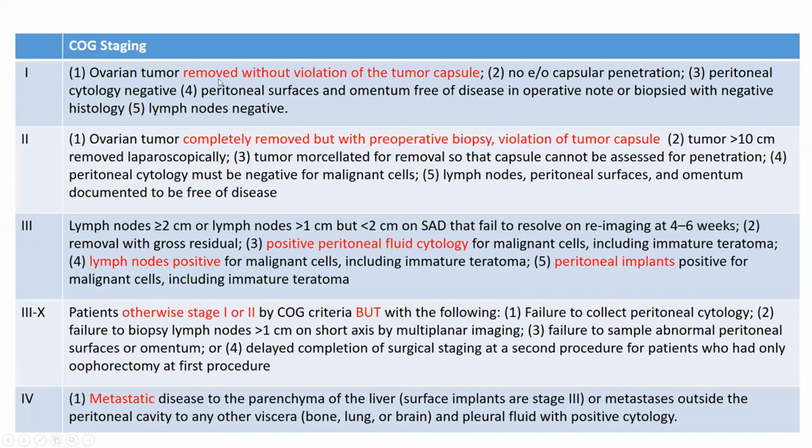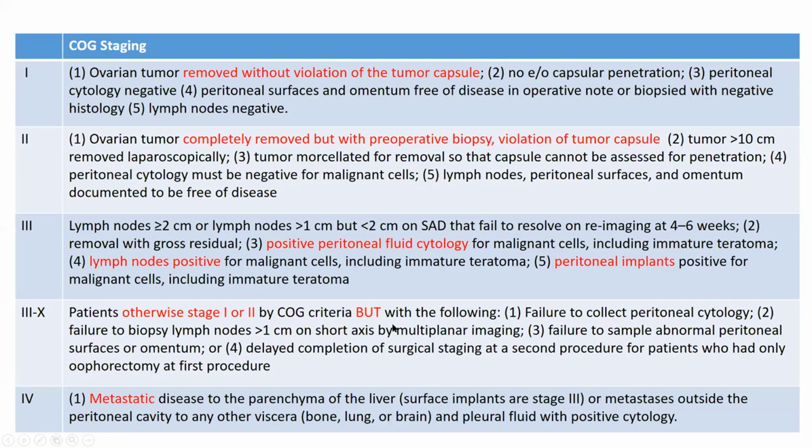Stage 1 is when the tumor is completely removed without violation of the tumor capsule, and everything else is negative. No capsular penetration, peritoneal cytology is negative, no peritoneal deposits, no lymph nodes. In stage 2, the tumor is completely removed, but there is some violation of the capsule. In stage 3, if there is positive peritoneal cytology, or if lymph nodes are positive, or if there are peritoneal implants, it will come in stage 3.